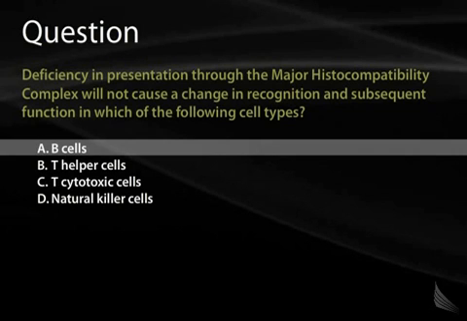So between B cells and natural killer cells, the NK cells actually look for MHC. Remember, they are looking for the expression of MHC on the surface of cells. B cells are trying to recognize antigen in its native conformation, antigen just floating around in the environment. Therefore, natural killer cells would also be affected by the lack of or deficiency in presentation through MHC, and the B cells then would be the correct answer.